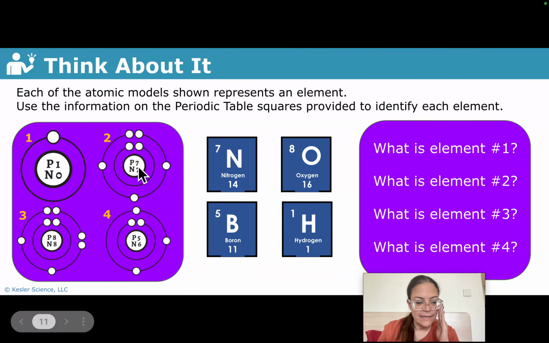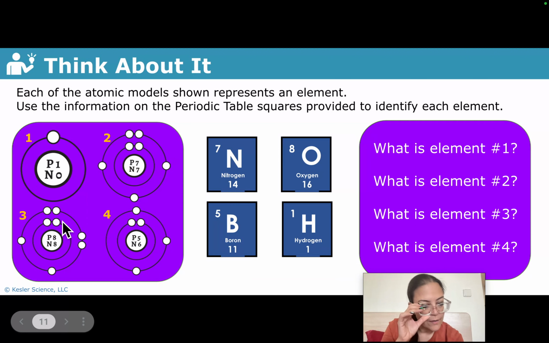This one here, we have 7 protons and 7 neutrons. If we have 7 protons, we're looking for the atomic number of 7, which is here, nitrogen. Since we have 7 protons and 7 neutrons, added together we have an atomic mass of 14. So our second one is nitrogen.